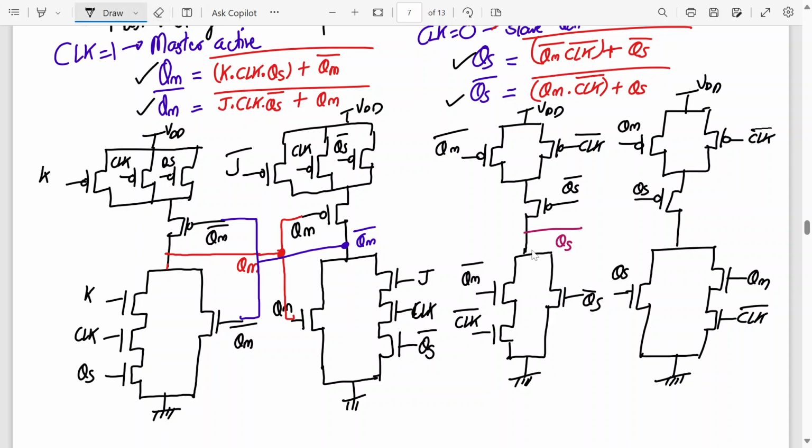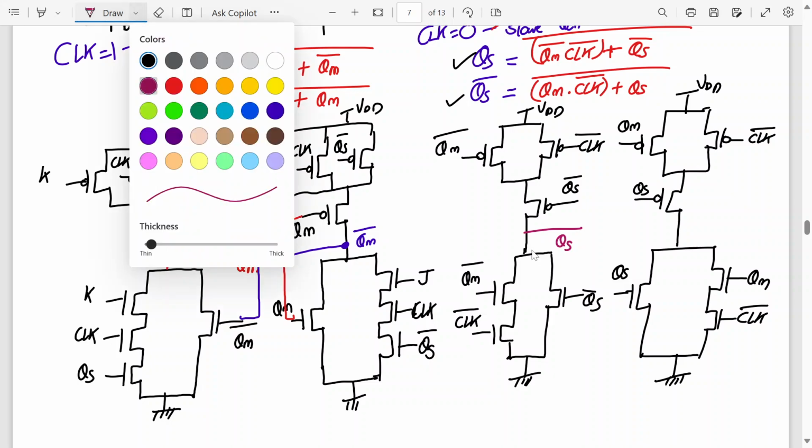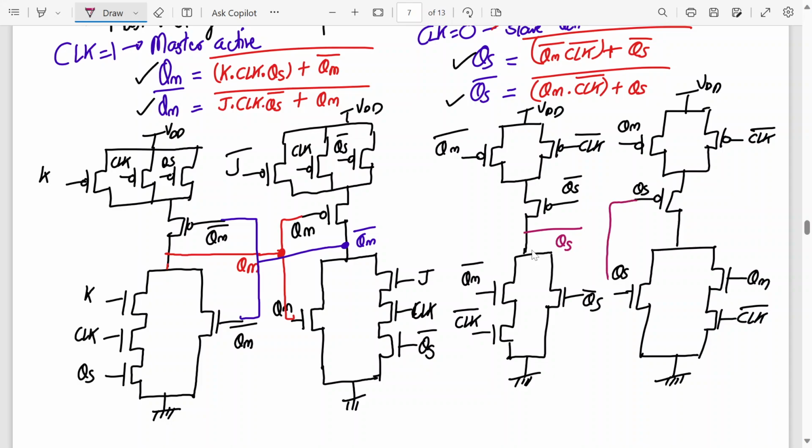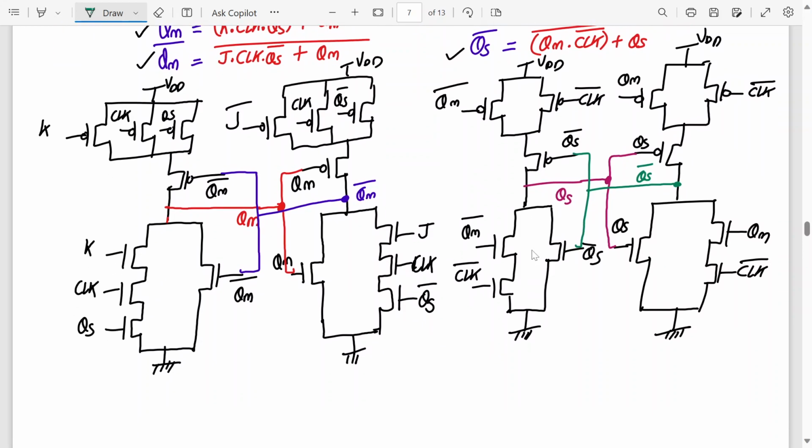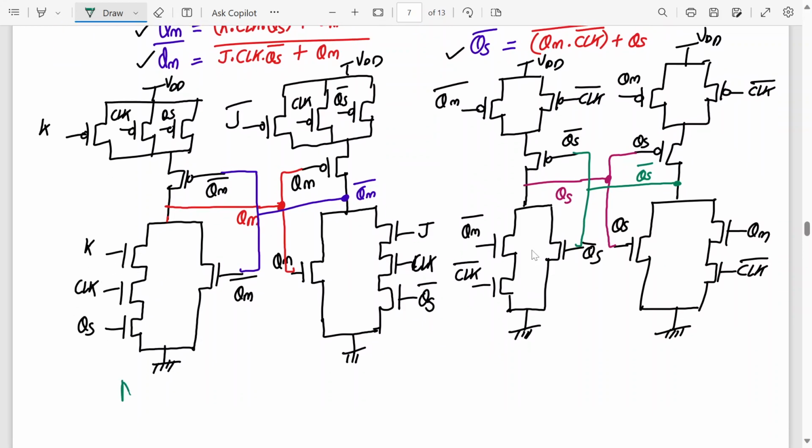Alright. We cannot connect everything, but at least the slave and the master outputs QM and QM bar, QS and QS bar, that we can connect. So this QS I can connect over there, and QS bar, in green color, I'll connect over here. This is QS bar. Yeah, now this is complete. The design is complete. Note down the design. The transistor count is: master stage, you require a total of 16 transistors.